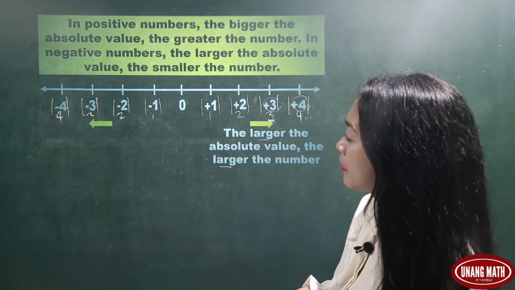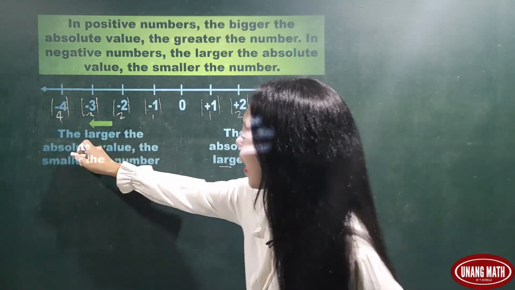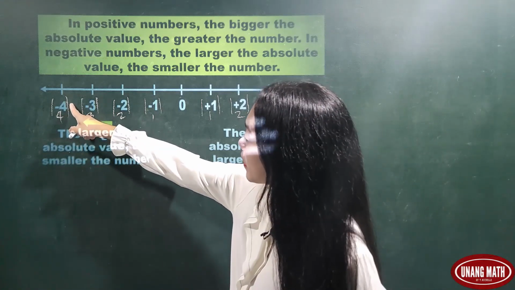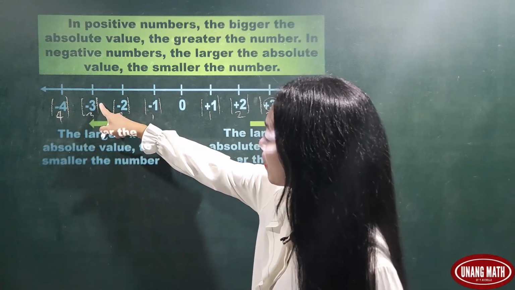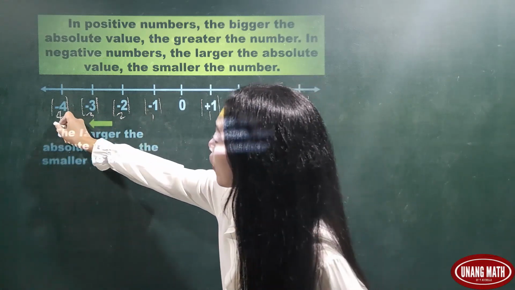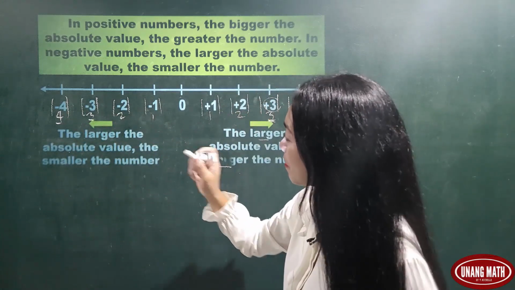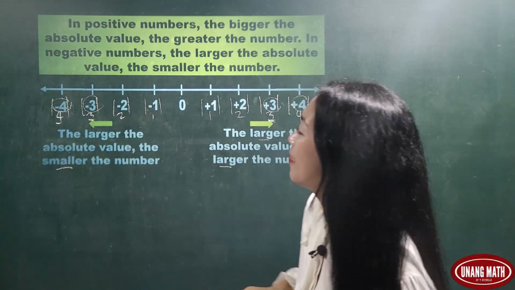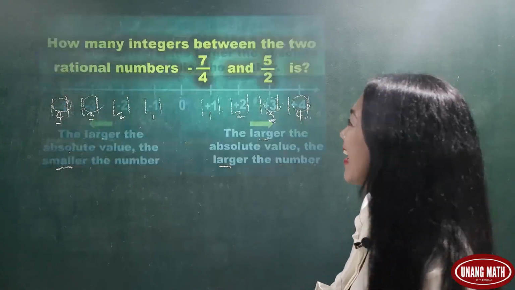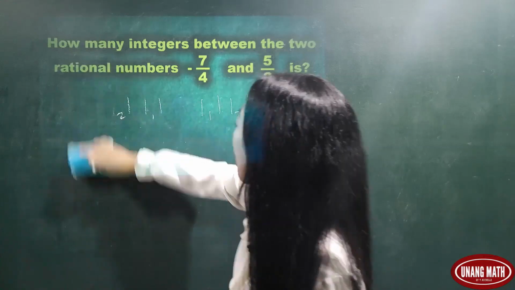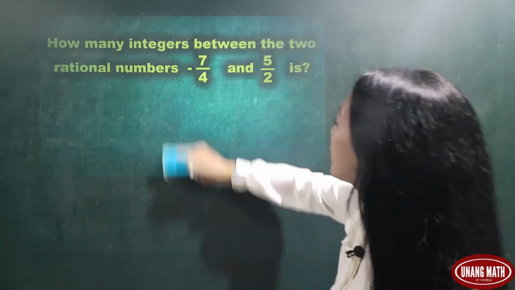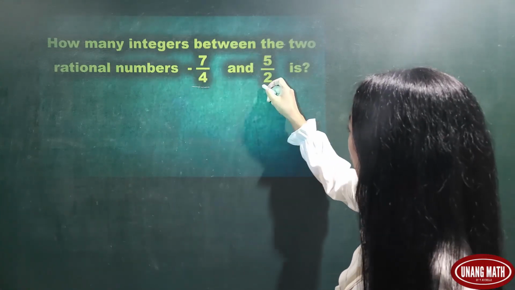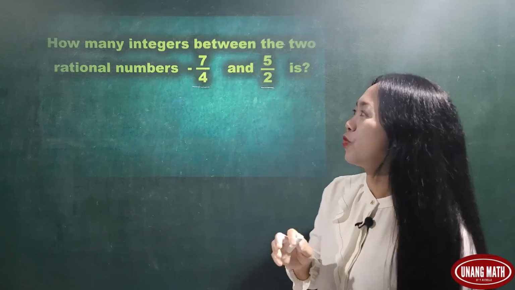For negative numbers, the larger the absolute value, the smaller the number. Example, negative 4's absolute value is 4, negative 3's absolute value is 3. 4 is larger than 3. That means negative 4 is smaller than negative 3. Okay, this time, let's answer the following problems. The first problem is, how many integers are between the two rational numbers, negative 7 over 4 and 5 over 2?